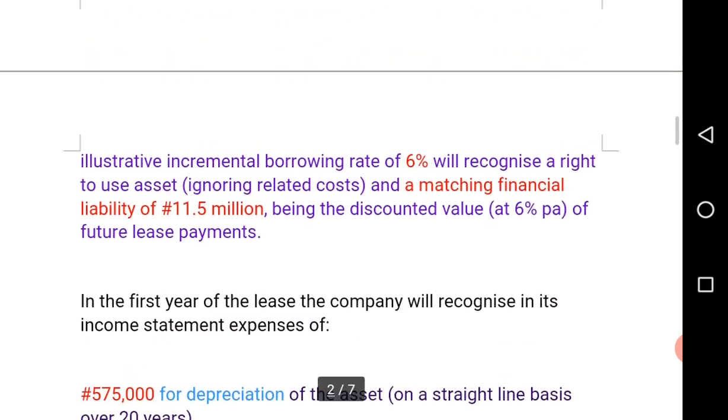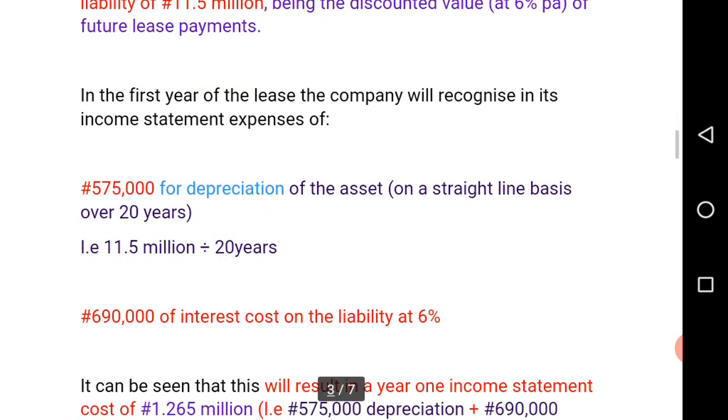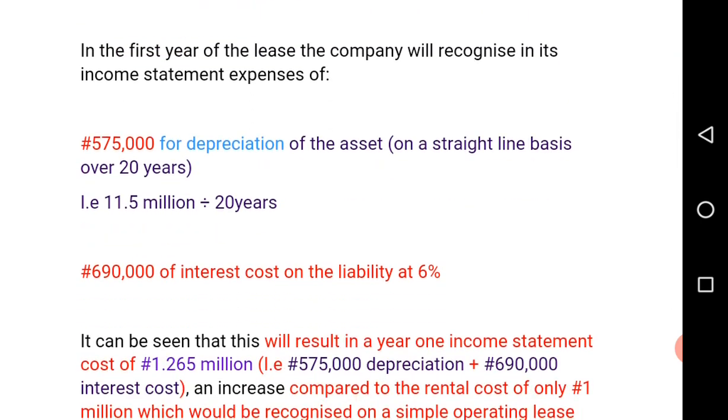We have the incremental borrowing rate of 6%. We'll use the 6% on the matching financial liability of 11.5 million. So how we'll get this is 11.5 million naira times 0.06. So we would have 690,000 naira as the interest cost for every 1 million naira payment paid yearly.